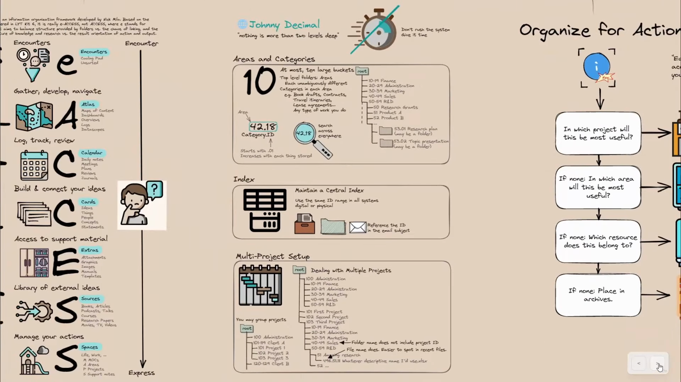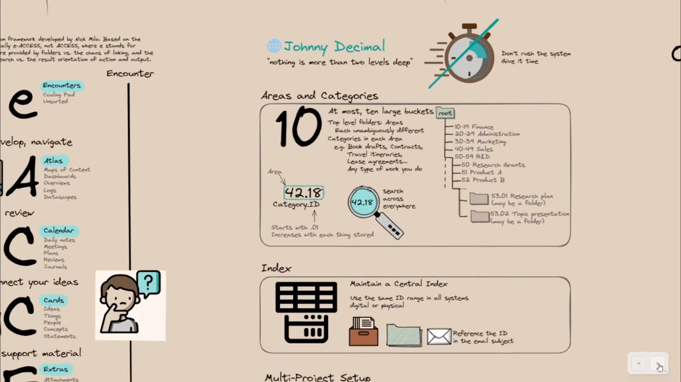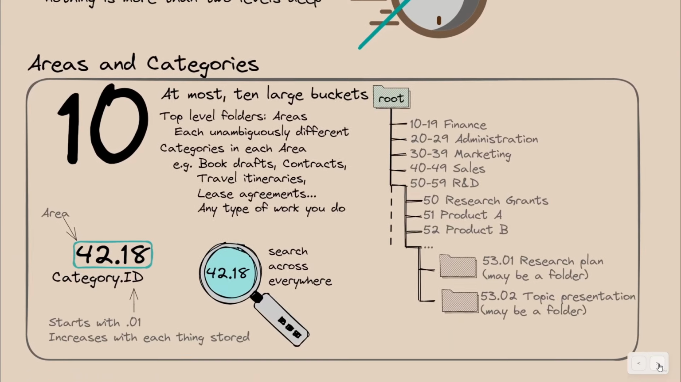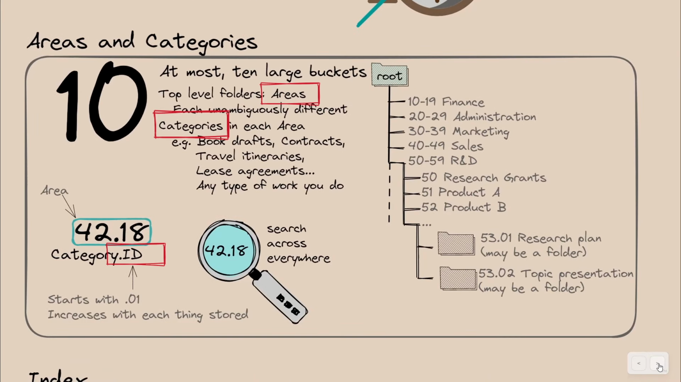Moving on to the Johnny Decimal system, a simple and effective method for organizing your digital files based on a numbering scheme. Created by John Noble, the Johnny Decimal system consists of 3 easy-to-follow steps that will help you create a consistent and logical file structure that makes it easy to find and access your files.